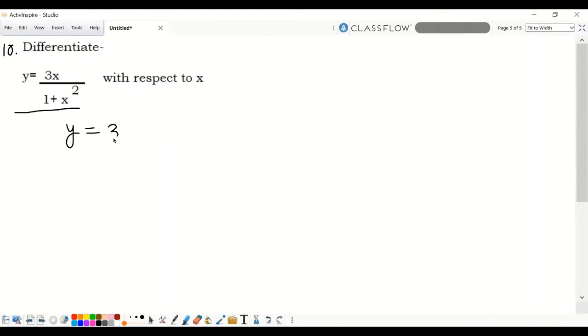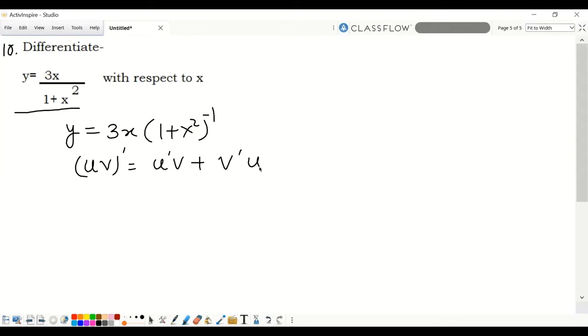y equal to 3x, which is already a numerator. I will also make 1 over (1 plus x squared) a numerator by giving it an exponent of -1. And now I can use the product rule. What does the product rule say? (UV) prime is U prime V plus V prime U. So we'll use this. This is our U, this is V. So I want to do U prime V first.